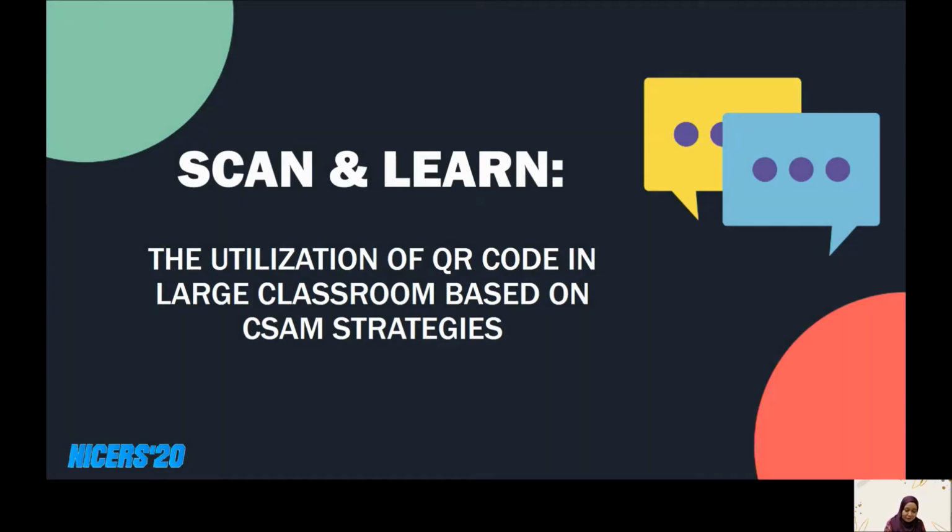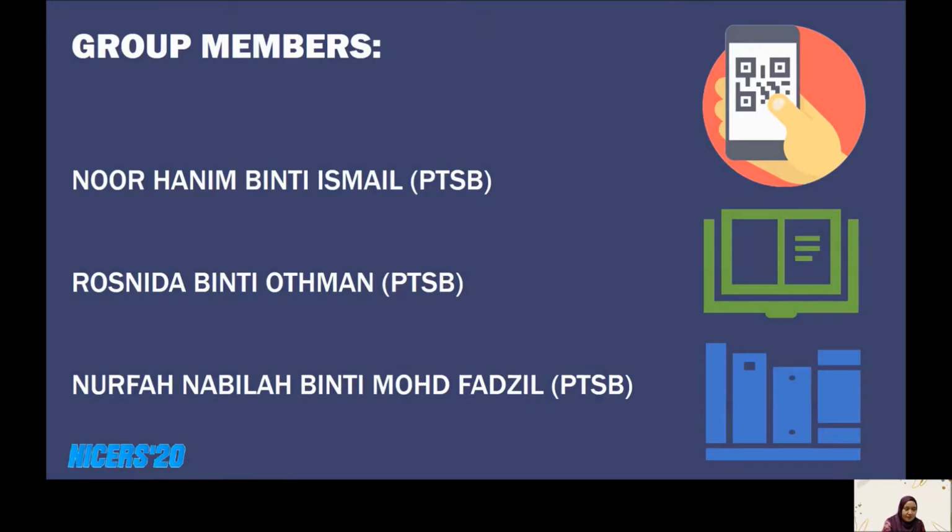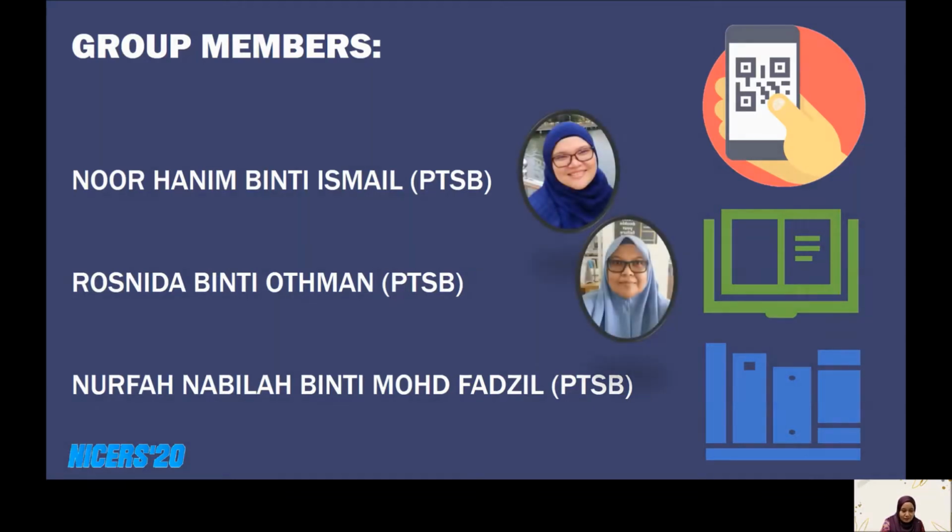Today, my team and I are going to present our teaching and learning innovation, Scan and Learn: the utilization of QR code in large classroom based on CSAM strategies. First of all, I am going to introduce my group members: Nurhani binti Ismail, Rosnida binti Osman, and me, Nurfah Nabila binti Muhammad Fazil. We are all from Polytechnic Tuanku Sultan Nabahiyah.